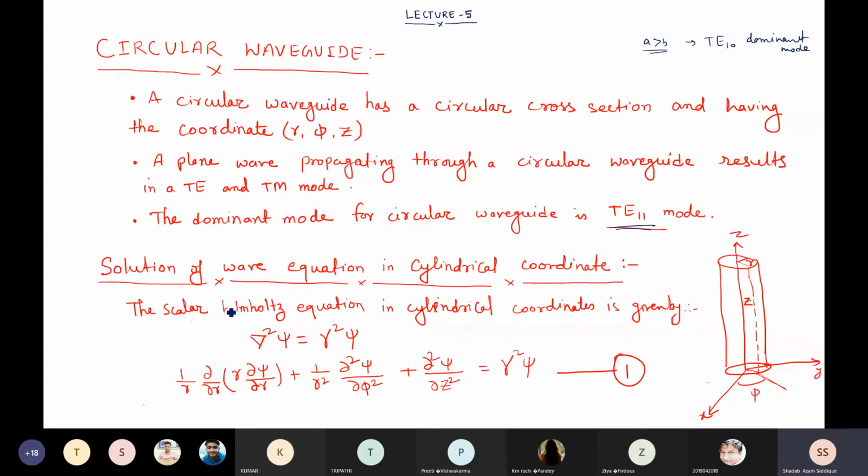Now we have the scalar Helmholtz equation in cylindrical coordinates: del square psi equals gamma square psi. Here del square psi is represented as 1 by r, del by del r of r del psi by del r, plus 1 by r square del square psi by del phi square, plus del square psi by del z square, equal to gamma square psi. That is the equation written in the cylindrical coordinate system.